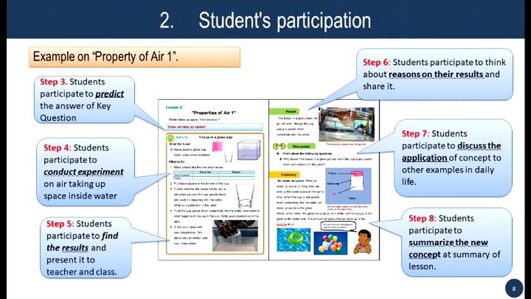And in step 8, students summarize the new concept discovered by themselves at the summary of the lesson.